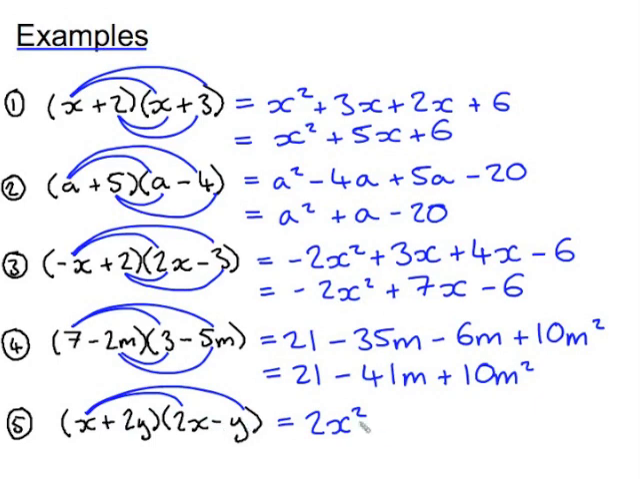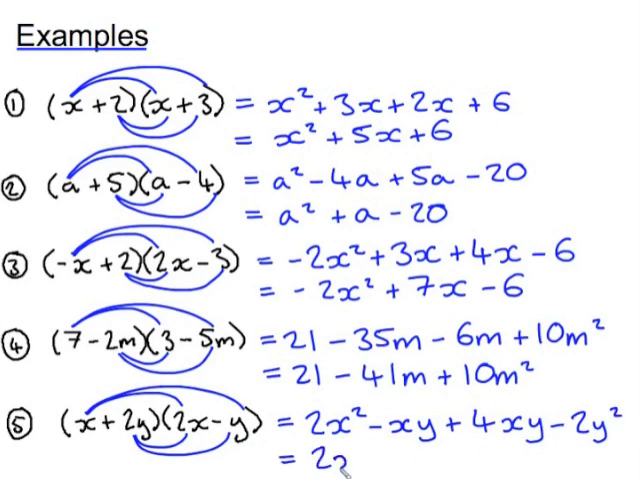x times negative y, so take xy, then 2y times 2x is plus 4xy, and then plus 2y multiplied by negative y, so take 2y squared. And simplify the xy terms. If we take xy and then add 4xy, this is the same as adding 3xy.